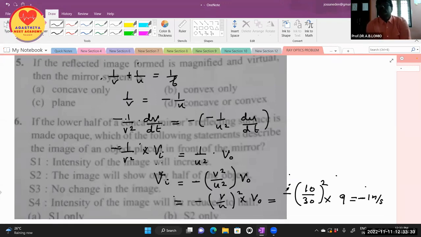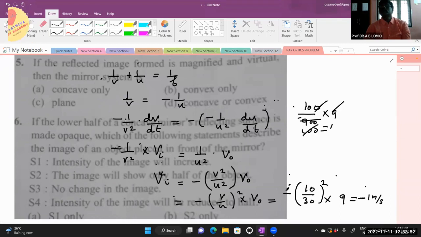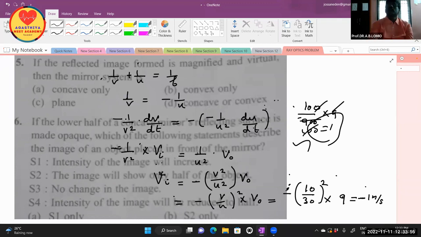Is it correct? On top, in the numerator, 100 will come, in the denominator 900. Correct? Now 9. This is a very important type of problem. If they ask for velocity, you have to differentiate the mirror equation with respect to time. Automatically we can get the velocity of the image and the object.